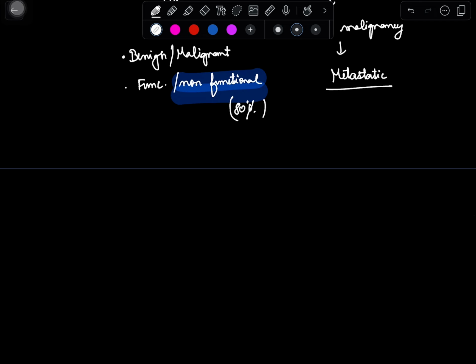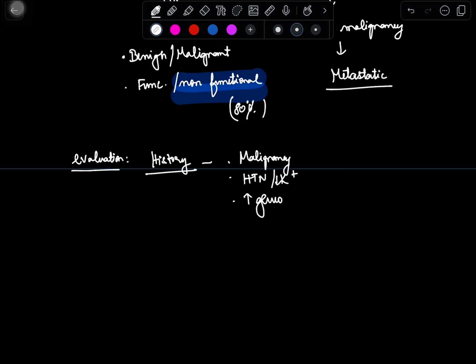In the evaluation, first we need to take a history. In history you have to ask whether the patient has any history of malignancy. If the patient has hypertension or low potassium, all this will point towards mineralocorticoids. And if there are any features of increased glucocorticoids, all this will point towards Cushing syndrome.